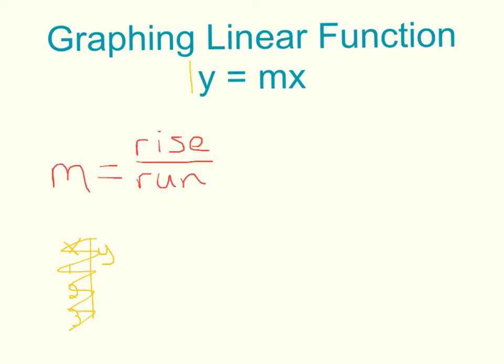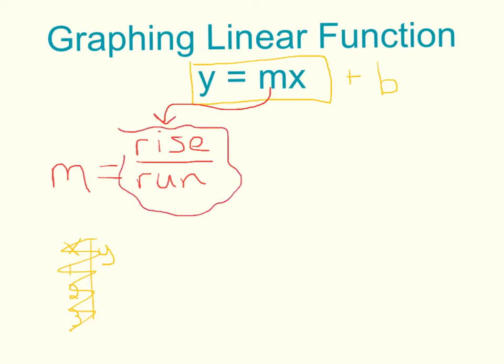So for today, all of our equations are going to be in this form, y equals mx, which means they do not have the plus b at the end. And what that means, if you remember, the m is your slope. So whatever number is in for m will tell you how to do your rise over run to graph your line. And because we do not have this b value, our y-intercept is always going to be at the origin, 0, 0.